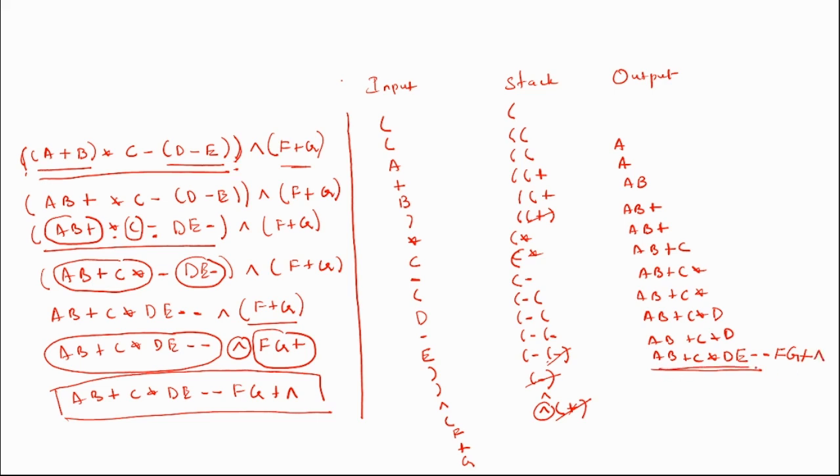Therefore our postfix expression AB plus C star DE minus minus FG plus exponential is our final answer, which actually perfectly matches the way we have done it using the direct method. So therefore our answer is right.